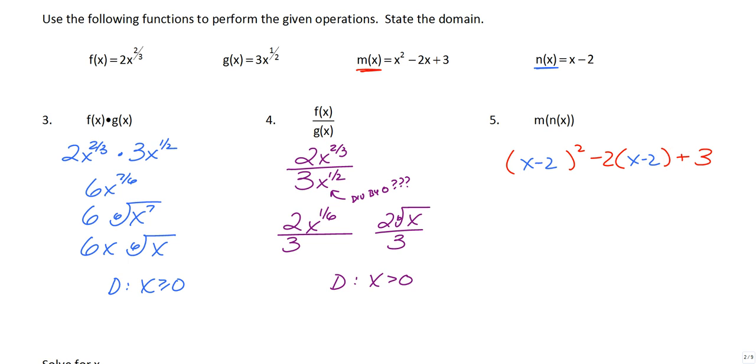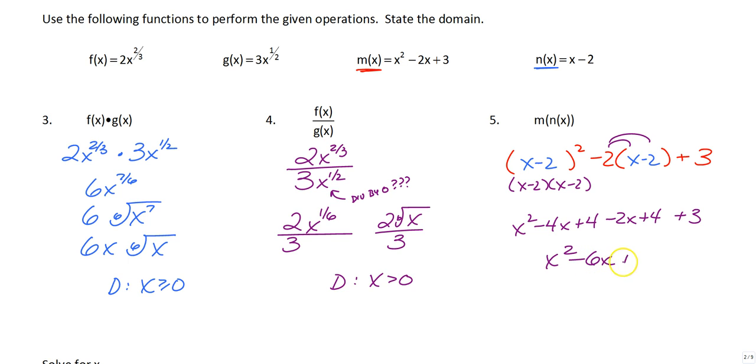After that, it's just simplifying. So we have x minus 2 times x minus 2, and that's going to give us x squared minus 4x plus 4. Then distribute your negative 2: negative 2x plus 4. Then plus 3. And after we simplify it, we're just going to have x squared minus 6x plus 11.